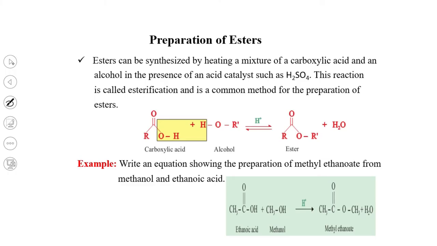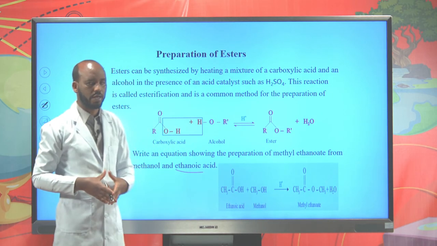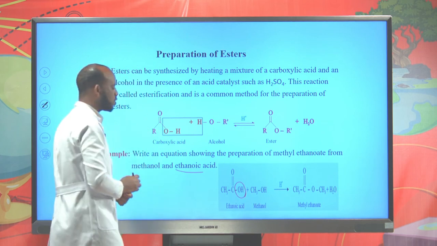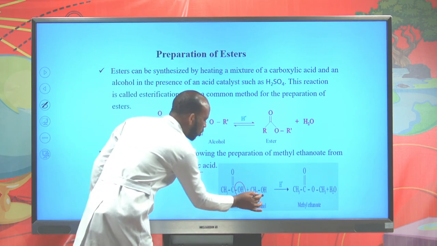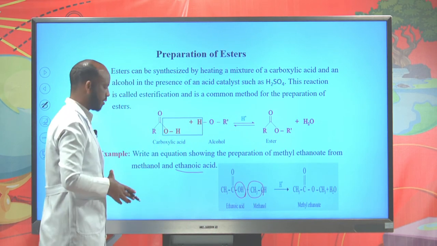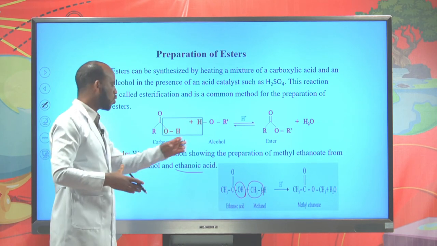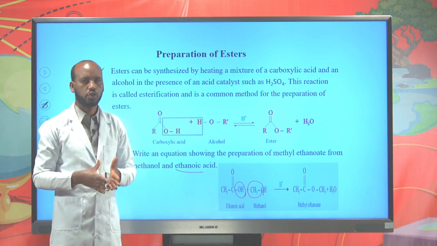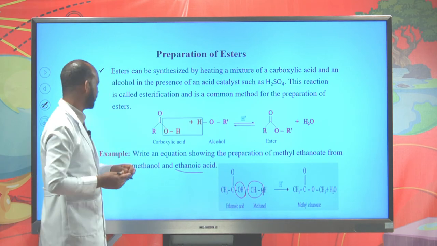For example, write an equation showing the preparation of methyl ethanoate from methanol and ethanoic acid. As we said, carboxylic acid, which is ethanoic acid, plus methanol gives methyl ethanoate. You see? The hydroxy of the carboxylic acid has been replaced by alkoxy to form methyl ethanoate and water. In general, carboxylic acid plus alcohol gives ester and water. Esters are prepared by esterification reaction.